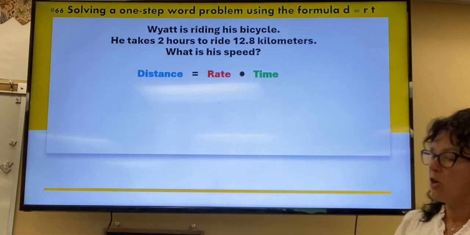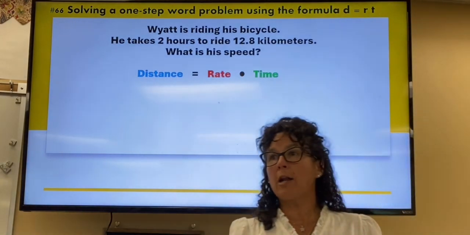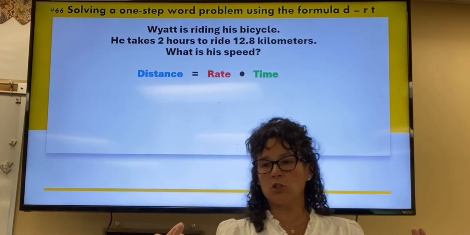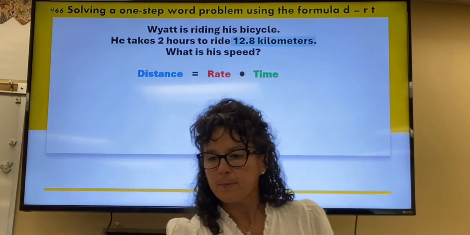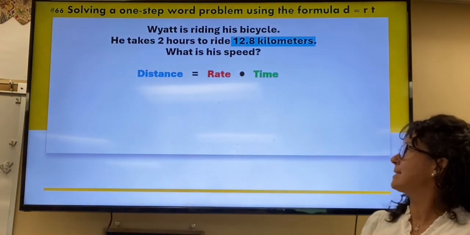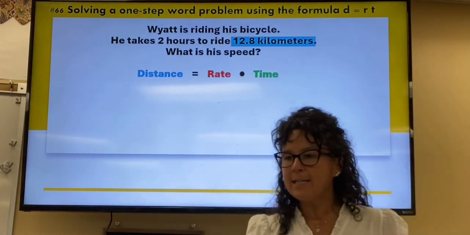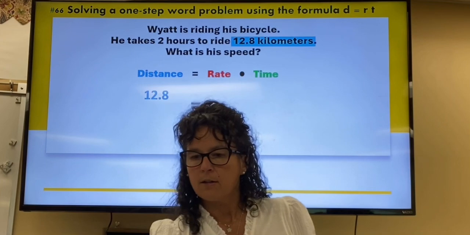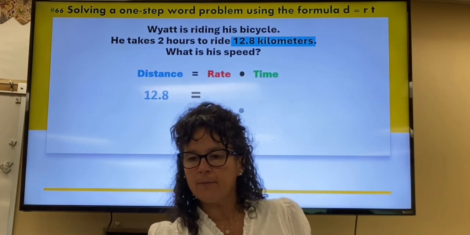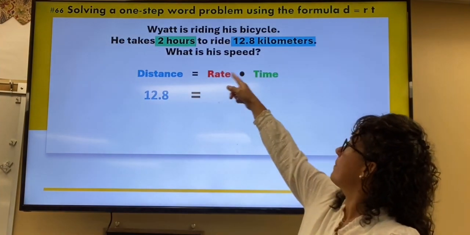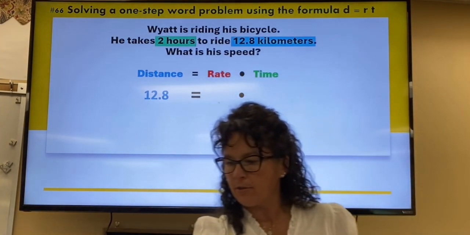Okay, so ultimately, you're gonna know 2 out of 3 things. So you're reading through the information and making substitutions. It says 12.8 kilometers and that's a distance. So I'm gonna replace the distance with 12.8. Okay, bring down the equal sign there. It says we have 2 hours. So I'm gonna replace the time with 2 hours.